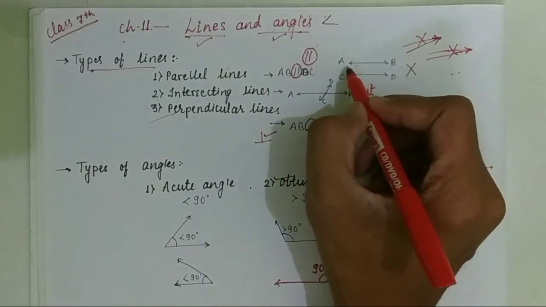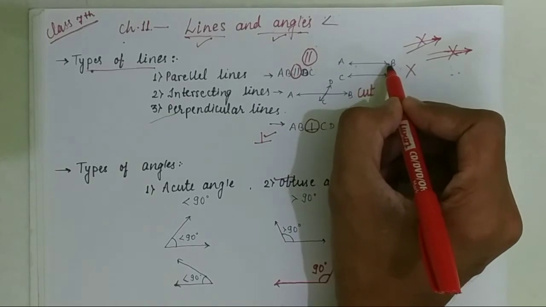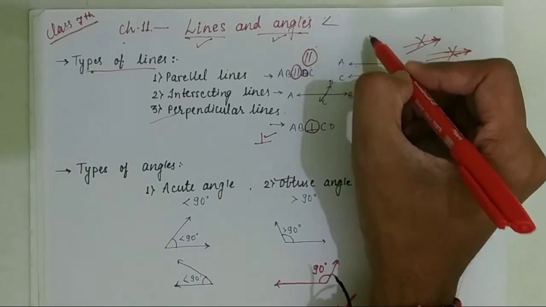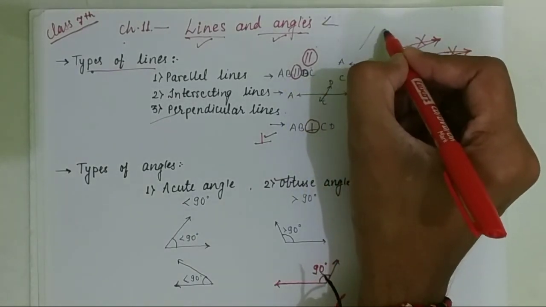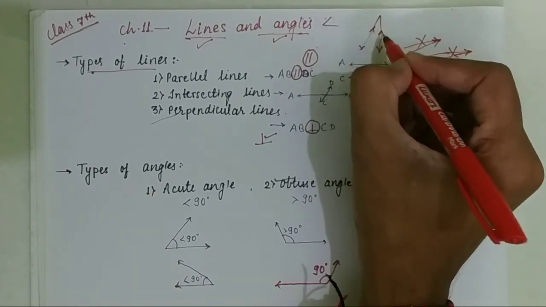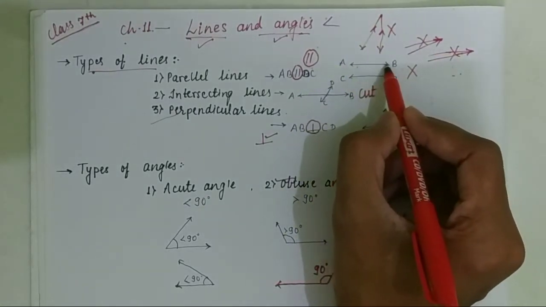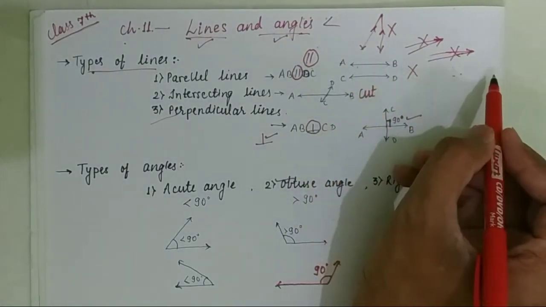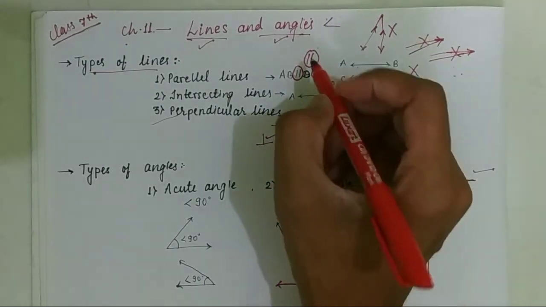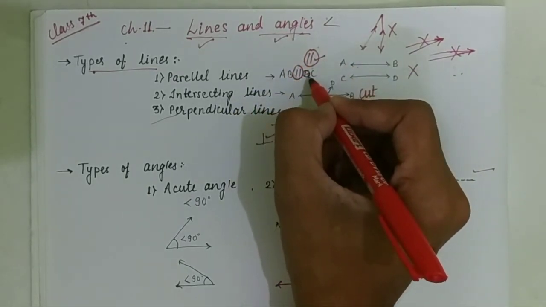Parallel lines are the lines which never meet each other at any point. Means when we extend these two lines on both sides, they are not going to meet anywhere. Like when we see these two lines, they are going to meet somewhere at this point, therefore these are not parallel lines. These will be parallel lines because these two lines will go straight up to infinity. Therefore these two lines are called parallel lines, and the symbol for parallel lines is this. Means AB is parallel to DC.